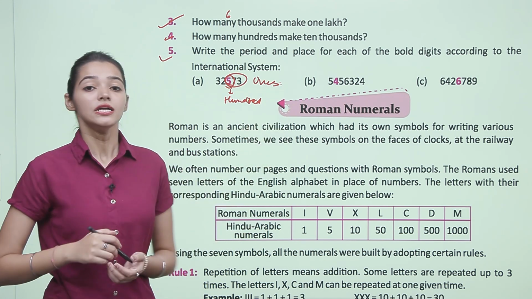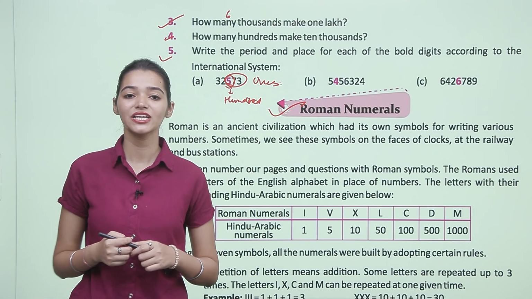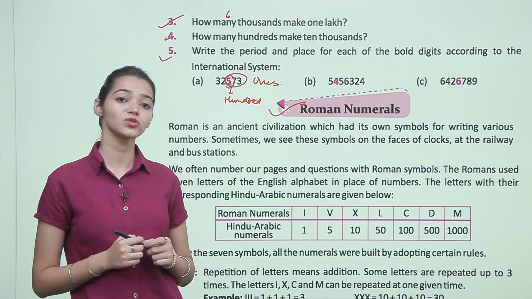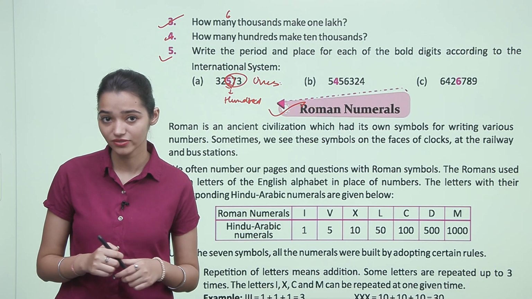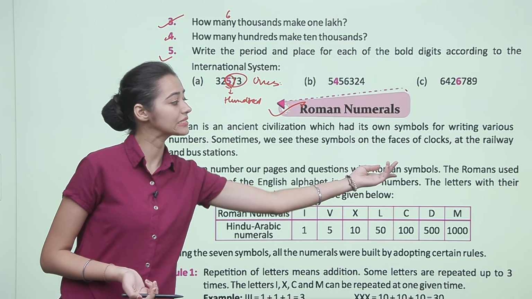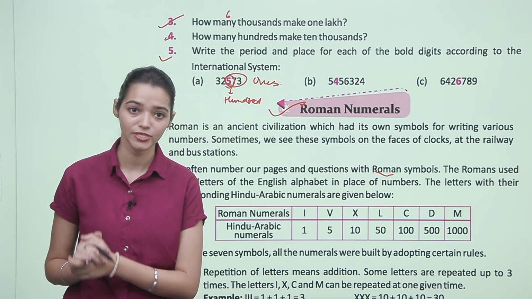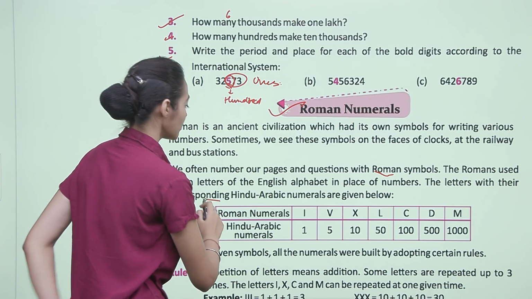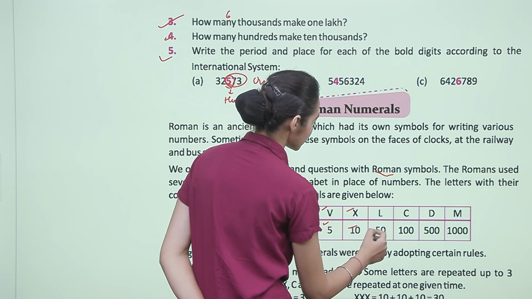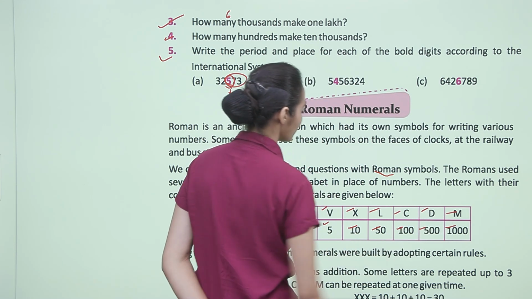Now let's start with our Roman numerals. Roman is an ancient civilization which has its own symbols for writing various numbers. Sometimes we use these symbols on the faces of clocks, at railway stations and bus stations. We often number our pages and questions with the Roman symbols. The Romans used 7 letters of the English alphabet in place of numbers, and here are our Roman numerals, that is, I for 1, V for 5, X for 10, L for 50, C for 100, D for 500 and M for 1000.